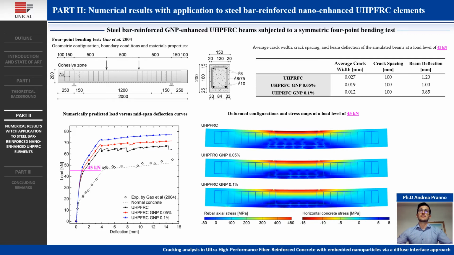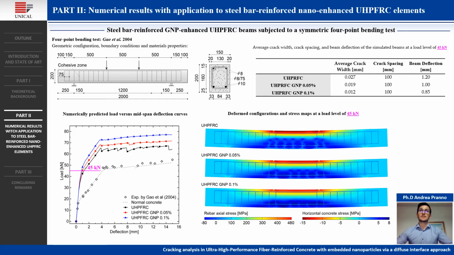The role of the graphene nanoplatelets under service conditions was investigated by examining the deformed beam configuration at a load level of 45 kN, corresponding to the early stage of crack propagation at the bottom of the beams. It can be seen that the cracking patterns are not completely developed compared to those obtained at higher loading levels. The crack patterns have been more deeply investigated by computing the crack spacing, the average crack width, and the beam deflection for different contents of graphene nanoplatelets, as reported in the table on the right. At service condition, the crack spacing is not influenced by the presence of nano-reinforcement, being equal to 100 mm for all the investigated mixtures.